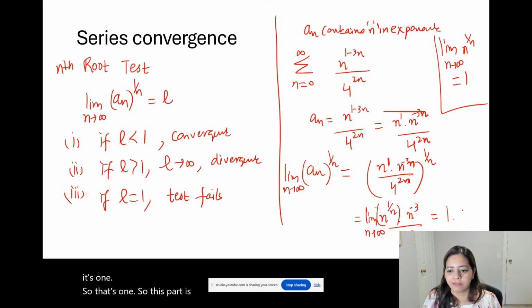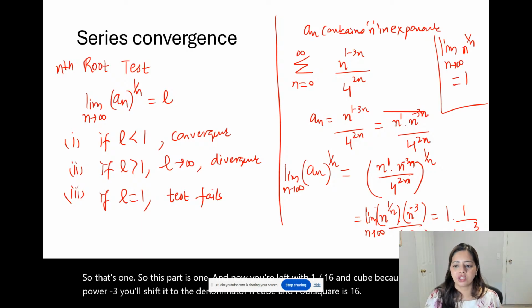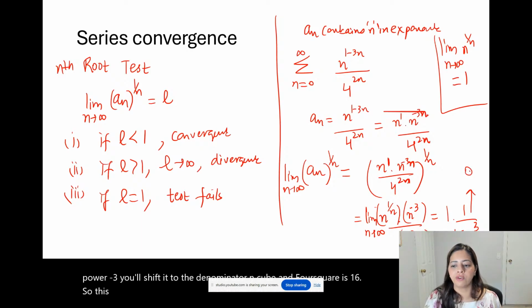And now you're left with 1 over 16n^3, because n to the power minus 3, you shift it to the denominator, n cubed, and 4 squared is 16. So this whole thing goes to 0, because n is in the denominator with a positive exponent, and when you take the limit as n goes to infinity, it goes to 0.